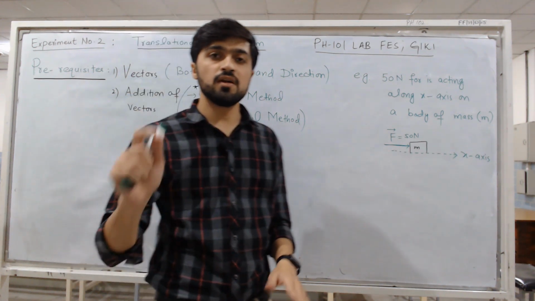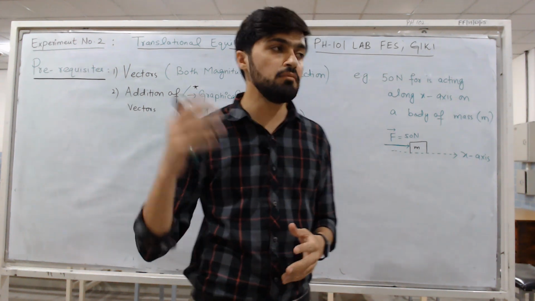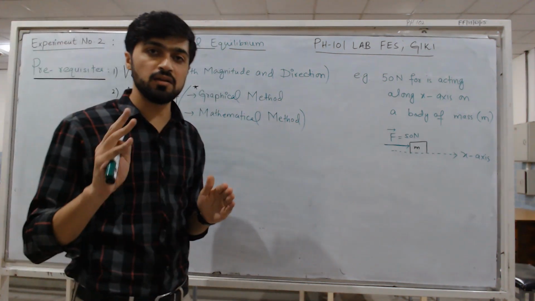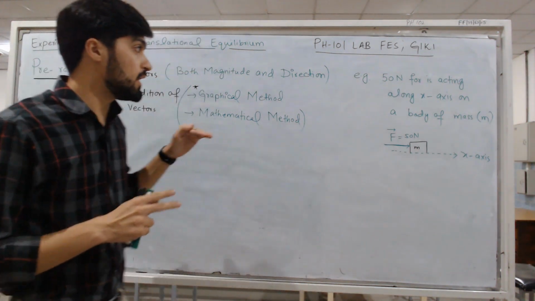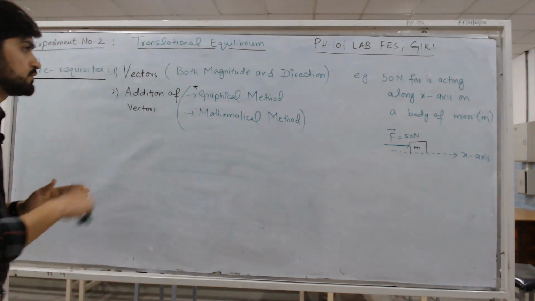So there are many vector quantities: velocity, displacement, acceleration. The vector quantity has both magnitude as well as direction. So unlike scalars, vectors have both magnitude as well as direction. So it is very simple.